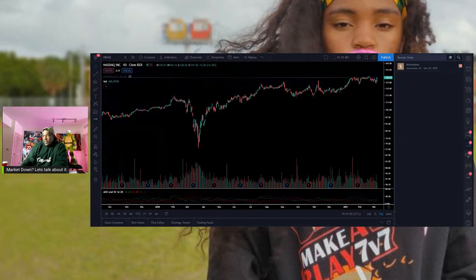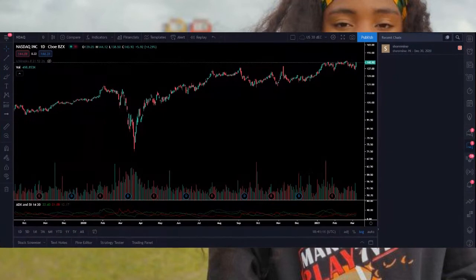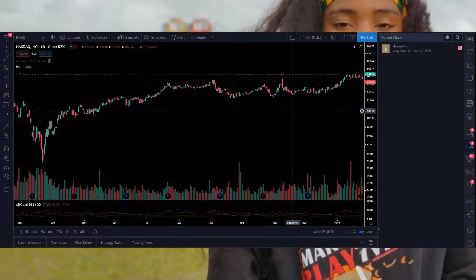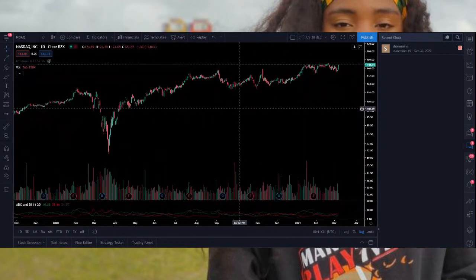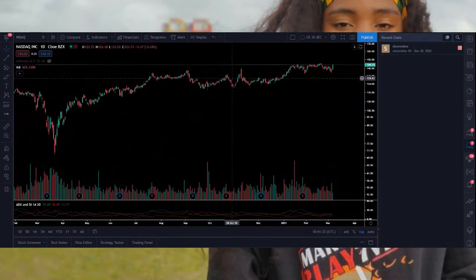So here we go. Here's the NASDAQ. I'm just looking at the NASDAQ. That's today. Looks like it's actually going back up. But here, I'm going to show you a few times where it corrected itself or where it crashed. And then let's look at it and see what happened after it corrected itself or crashed.